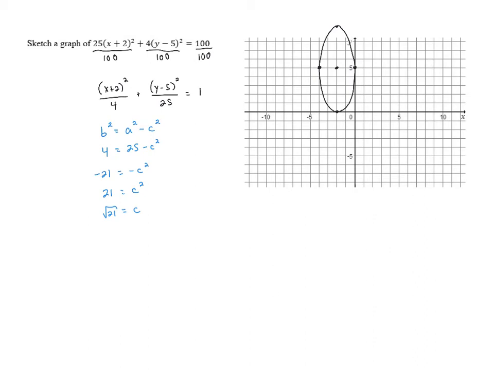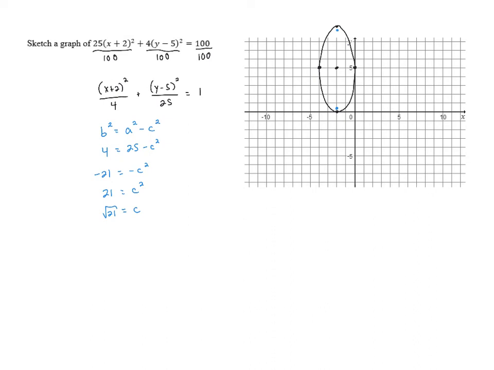And so our foci are going to be about 4.6 units below and above the center. So 1, 2, 3, 4.6. One is going to be down there. 1, 2, 3, 4.6. One is going to be up there. They are very close to the vertices because this is quite an oblong ellipse.